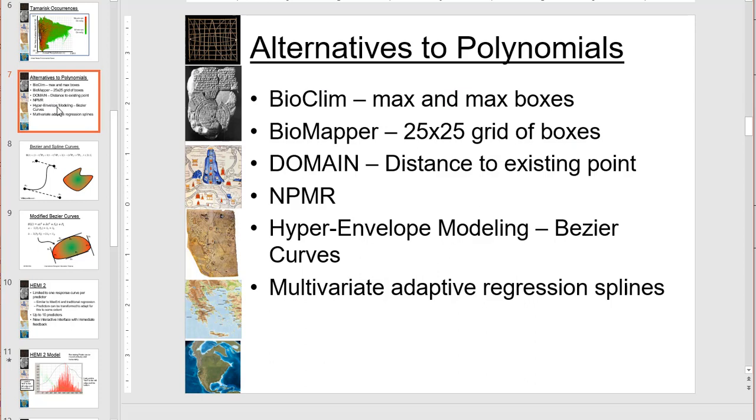So these are different approaches. BioClim is one that's been out there for a while. I actually recommend looking at it because it just uses min and max boxes, rectangular boxes in the environmental space, and it actually does pretty well. None of the other approaches, except for Maxent, which isn't listed here because we're going to talk about it soon, and hyper envelope modeling, or HEMI, my stuff, are really the ones being used now. But BioClim was very interesting and performed well with very little complexity in the models.